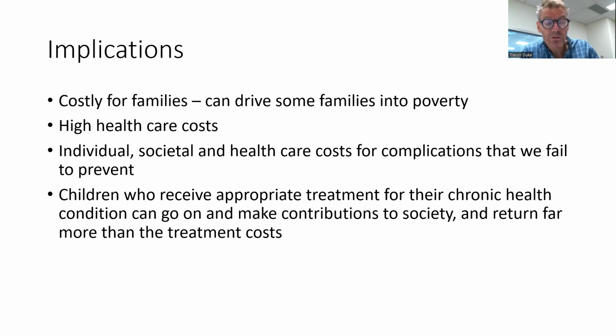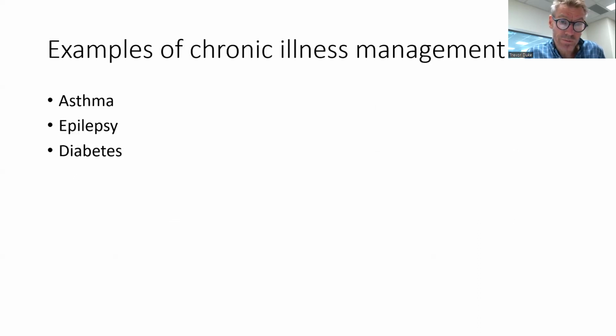And if we don't try to prevent complications in children with chronic diseases, then they get more complications and the costs are even higher. But if we can have systems that look after children properly with chronic diseases, then they can go on to make very strong contributions to society and return far more than the treatment costs. So it's very cost effective to look after children with chronic diseases, and all children, regardless of their condition, have a right to good health care. And so it shouldn't just be for children with acute conditions, but children with chronic conditions as well.